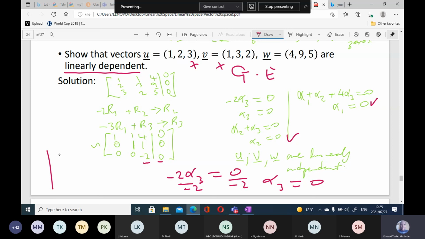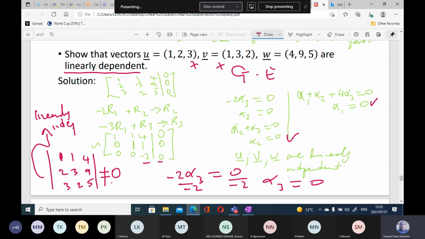Okay, now, I know some students are lazy. For lazy students, you can also use this method. 1, 4, 2, 3, 9, 3, 2, 5. You can determine the determinant and prove that it's not equal to 0. If the determinant is not equal to 0, then we conclude that our given vectors are linearly independent. And if it's equal to 0, they are linearly dependent.